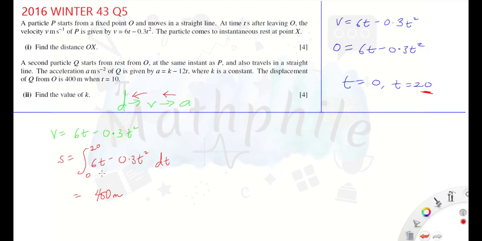Okay, so with this, you know how to integrate this. 6t, you integrate this one, you get, I think, 3t squared, and you continue that way. And you substitute in your limits.